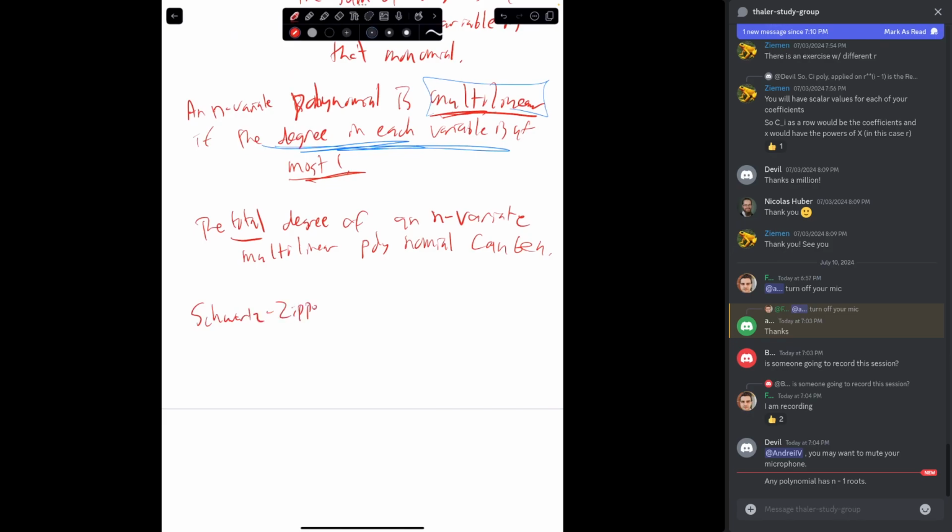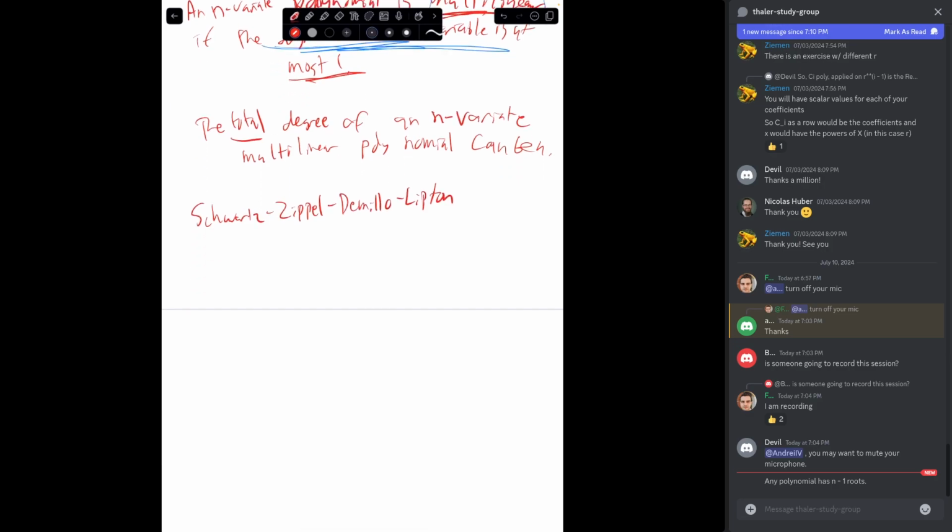It's now also attributed to DeMillo and Lipton, who I think proved something weaker than Schwartz-Zippel, but they did it earlier than Schwartz-Zippel. Anyway, Schwartz-Zippel says, suppose g is an n-variate polynomial, and n is not going to matter, it could have any number of variables, over some field F of total degree at most d.